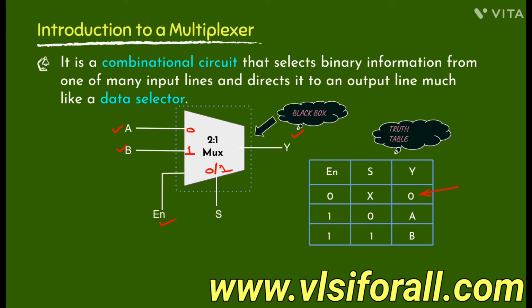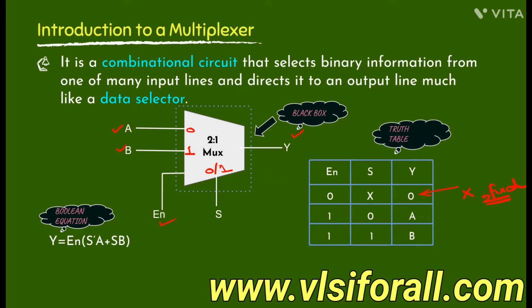But here you can either keep a cross, that means the value of Y is not defined, or any other fixed value that you can put in this condition when enable is switched off, right? Now let us move on to the next part of the multiplexer, and that is the Boolean equation.